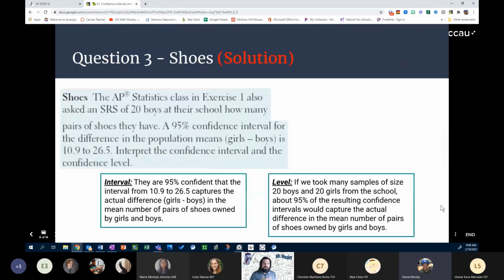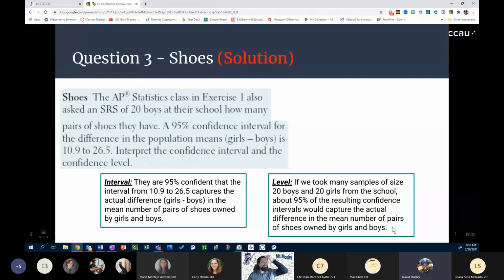So we get 2 statements using the provided context and information. For the interval, we're 95% confident that the interval from 10.9 to 26.5 captures the actual difference, girls minus boys, in the mean number of pairs of shoes owned by boys and girls. For the level, if we took many samples of size 20 boys and 20 girls from the school, about 95% of the resulting confidence intervals would capture the actual difference in the mean number of pairs of shoes owned by girls and boys.